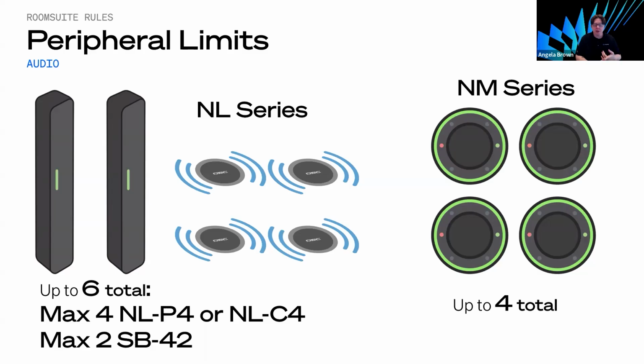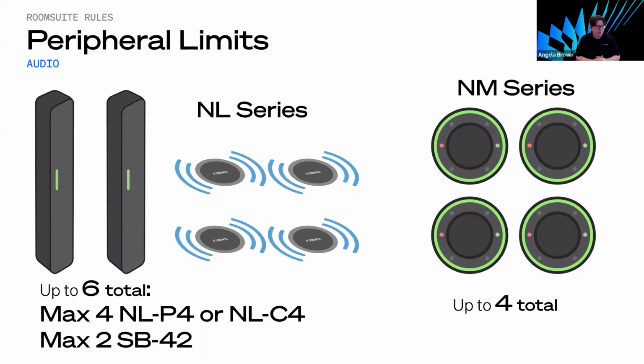So we are gearing RoomSuite towards these peripheral limits and towards the network loudspeakers that we actually sell. And again, we have the NLP4, which is a pendant, the NLC4, which is a flush mount ceiling speaker, and the SB42. And you can see those maximums. If you do want to use 6 speakers, it has to be 4 of the NLP4 or NLC4 and 2 of the SB42. You can't just use 6 of the NLP4. So be aware of those constraints there.